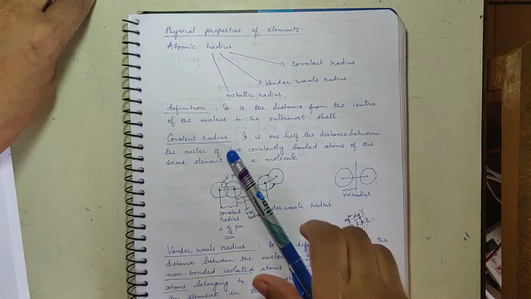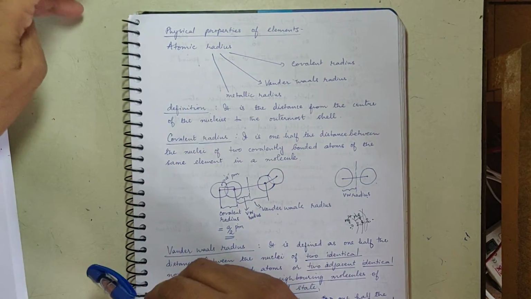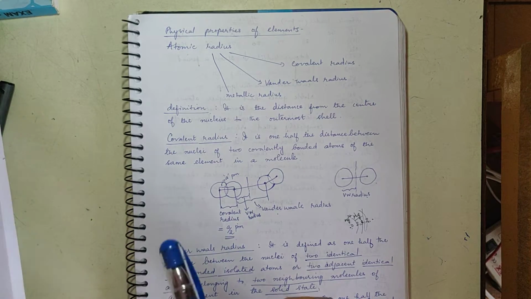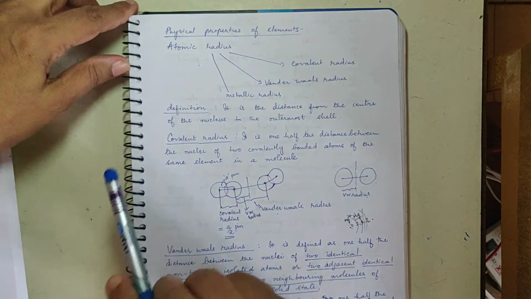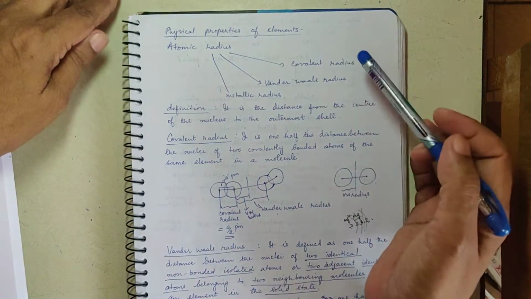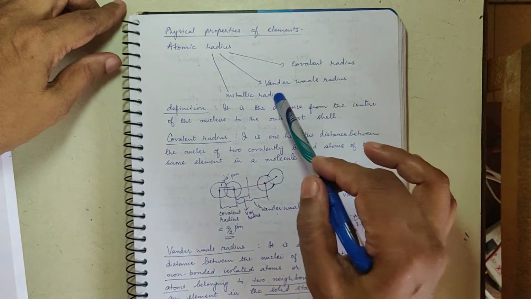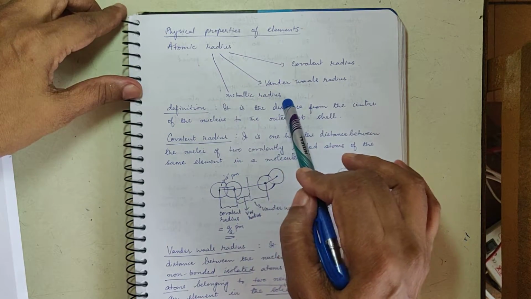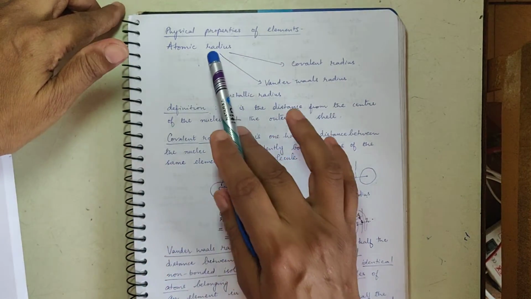Yes, dear children, let us see about physical properties of elements today. To start with, we will do atomic radius first. What is atomic radius? What all types of atomic radius do we have? Covalent radius, van der Waals radius, metallic radius. These are the three types of atomic radius.